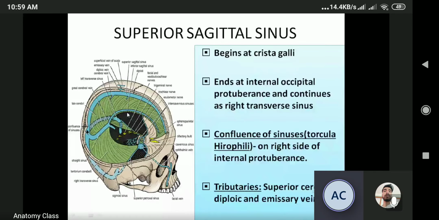Sinuses like this superior sagittal sinus, straight sinus, and right and left transverse sinus all converge at the confluence of sinuses, also sometimes referred to as torcular herophili. Okay, so this confluence of sinuses is present at the internal occipital protuberance, where all these sinuses come and meet together. And then, talking about the superior sagittal sinus now.